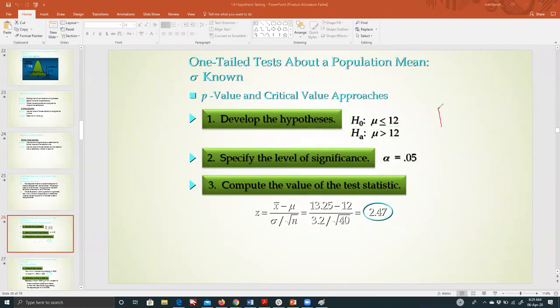Okay. Now, how do we know the rules for rejection? You can take a p-value approach. So what would be the p-value? Alpha is already the area. Alpha is 0.05. This is already an area. You don't have to convert it into probability. It's already a probability. Okay. Now let me ask, what is the p-value where z is 2.47?